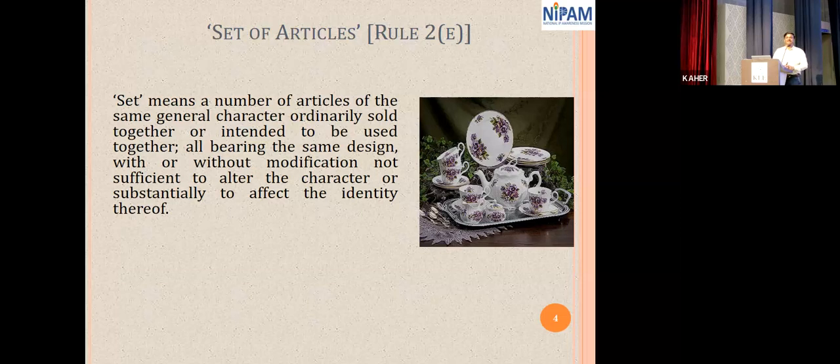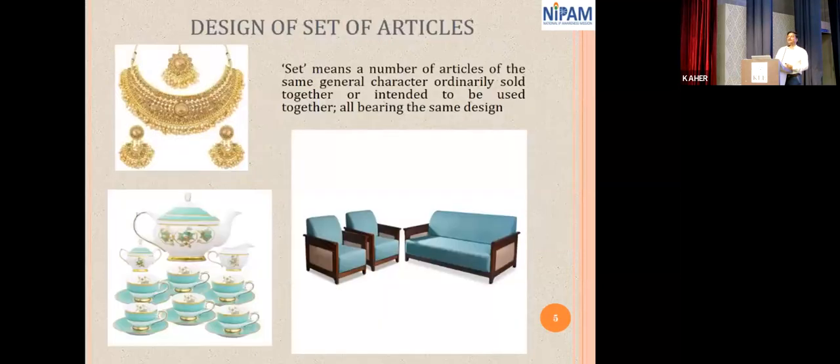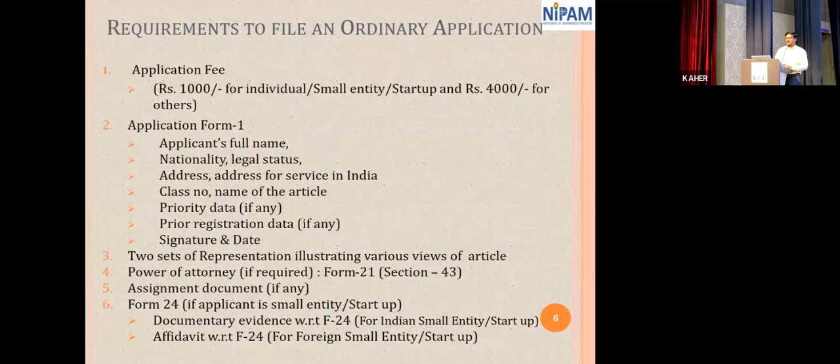So in design, the peculiarity is that you can get a set of articles registered also. Articles which form a set, like a crockery set or dining set, you can register as one design registration, not a single design. You can also register a jewelry set, a sofa set or crockery set. So there is a possibility that in sets also you can register.